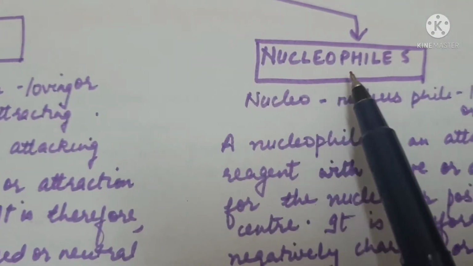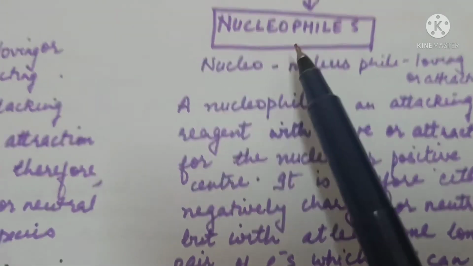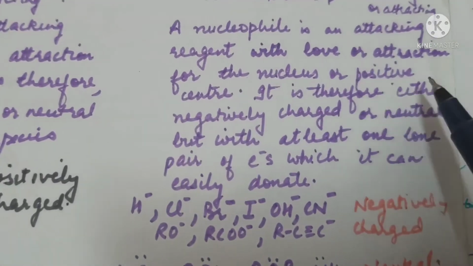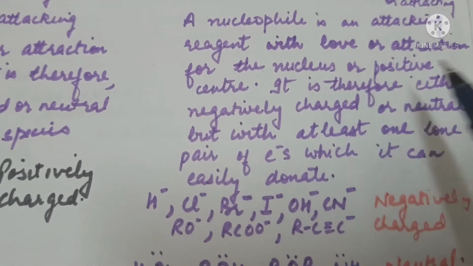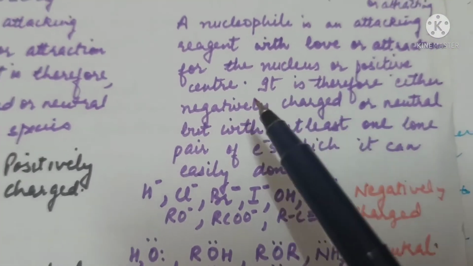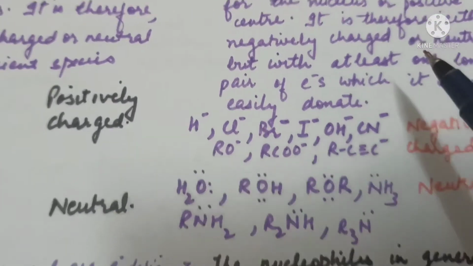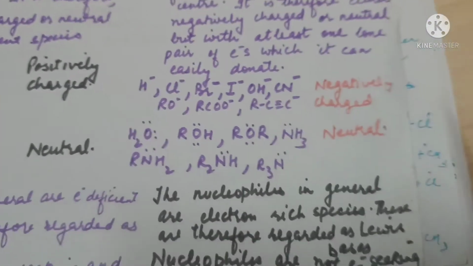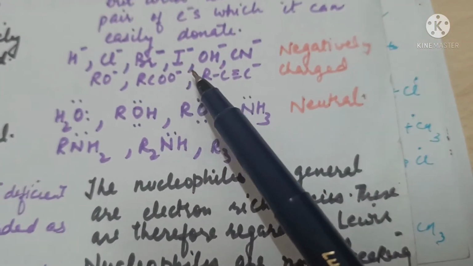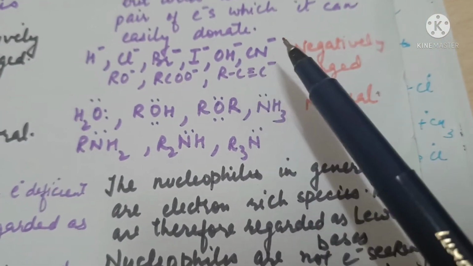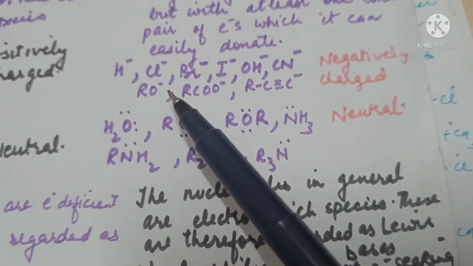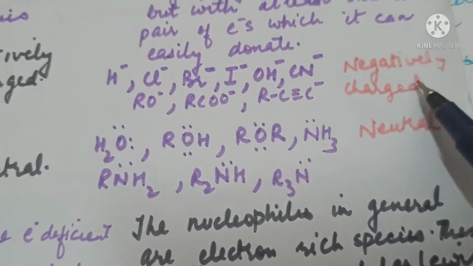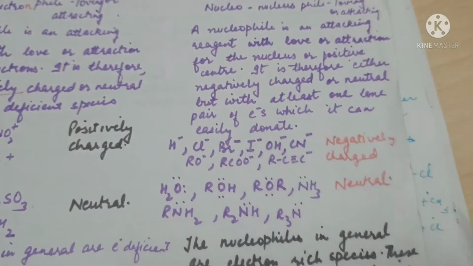Contrary to electrophiles, a nucleophile, the name suggesting nucleus loving, is an attacking reagent with love or attraction for the nucleus or positive center. It is therefore either negatively charged or neutral but with at least one lone pair of electrons which it can easily donate. So H-, Cl-, Br-, I-, OH-, CN-, alkoxide, carboxylate ion and alkyne ion. All these are negatively charged nucleophiles.